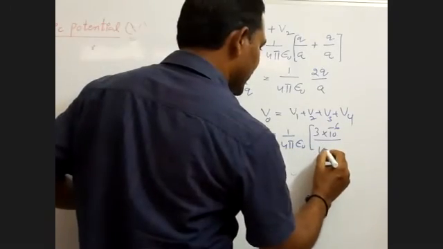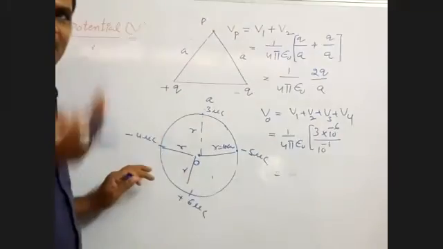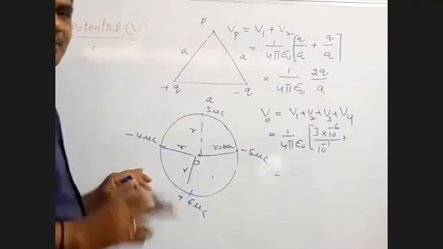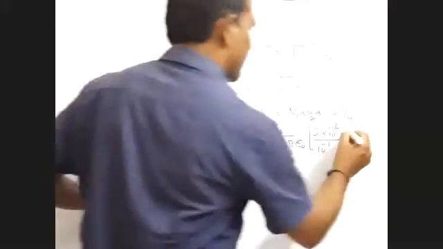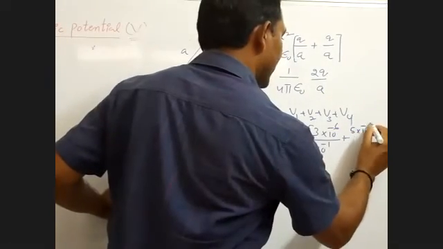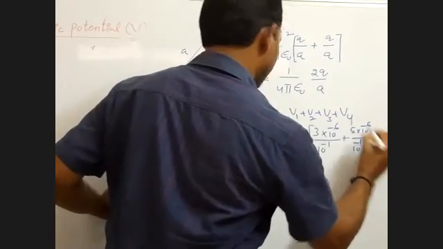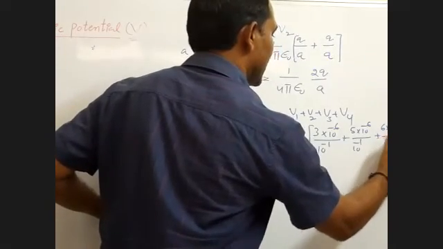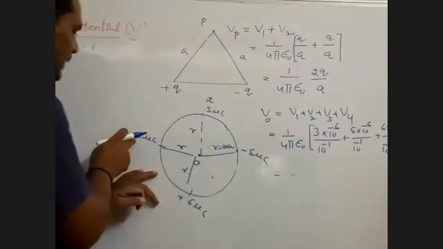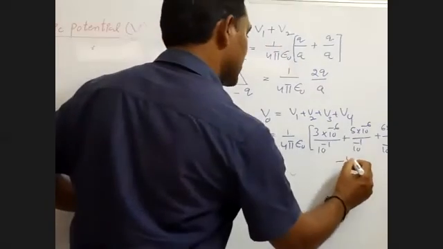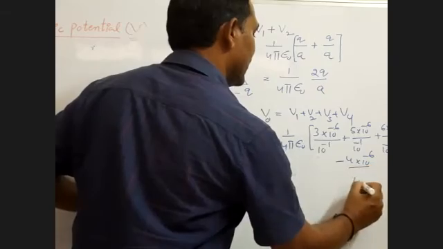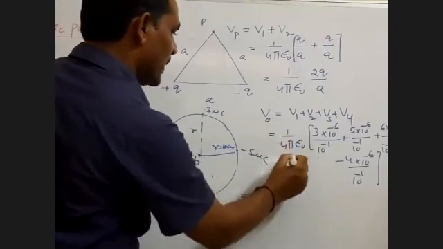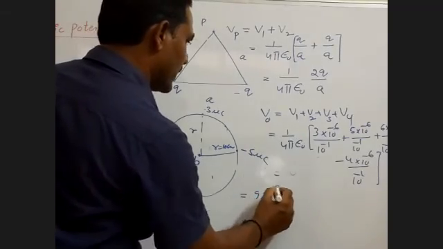10 centimeter, changing into meter, 10 into 10 power minus 2, that is 10 power minus 1. Plus Q2, which is negative, so minus 5 into 10 power minus 6 by 10 power minus 1. Plus 6 into 10 power minus 6 by 10 power minus 1. It is again a negative charge: minus 4 into 10 power minus 6 by 10 power minus 1. So this is equal to 1 by 4 pi epsilon naught, whose value you know is 9 into 10 power 9.